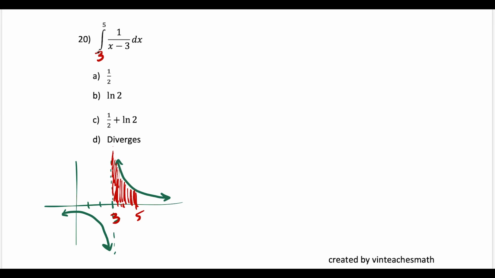So if I look here, this limit at x equals 3 is the problem. If this were the free response, we would want to write this in terms of a limit. We would have the limit as b approaches 3, and be mindful, we're on the right side of the asymptote, so we're approaching 3 from the right side. So I would throw in a plus sign here. And now I have the integral from b up to 5 of 1 over x minus 3 dx.